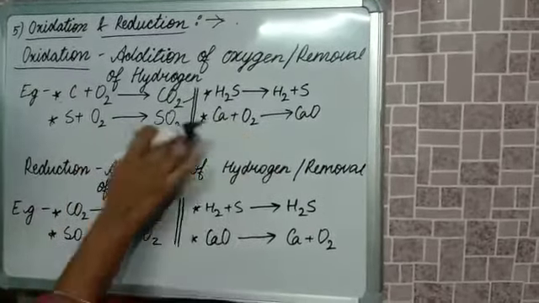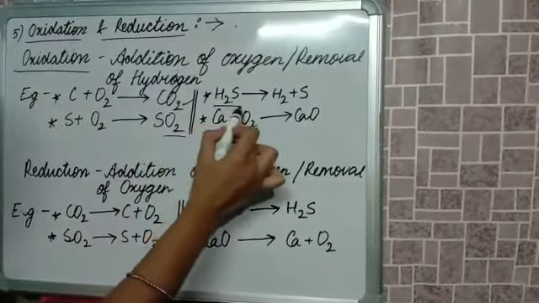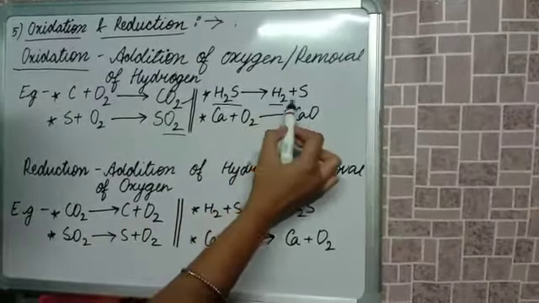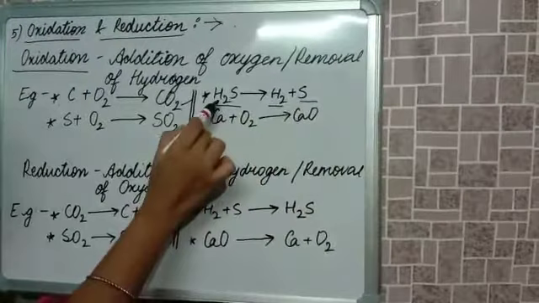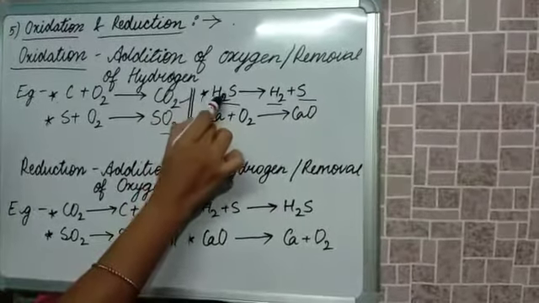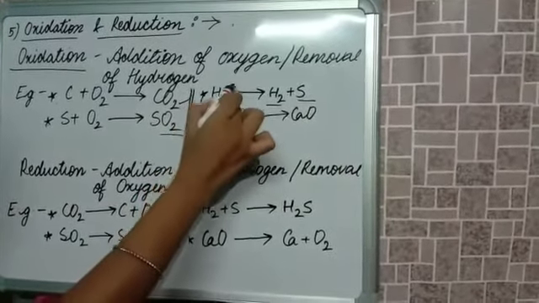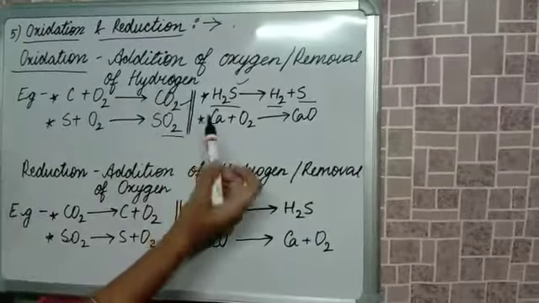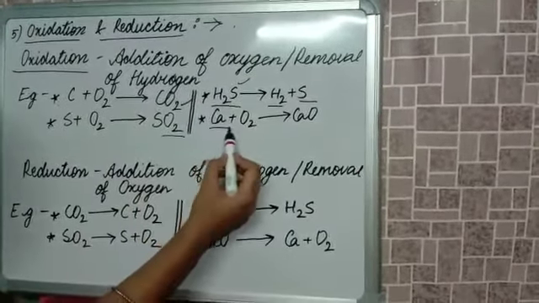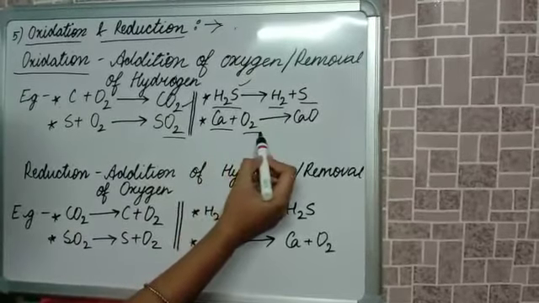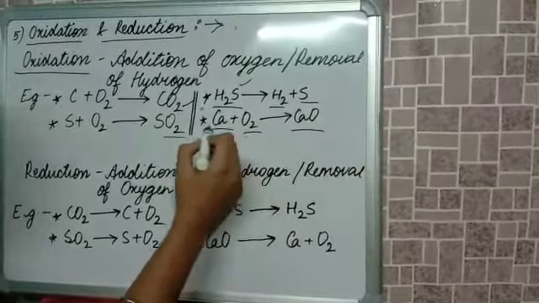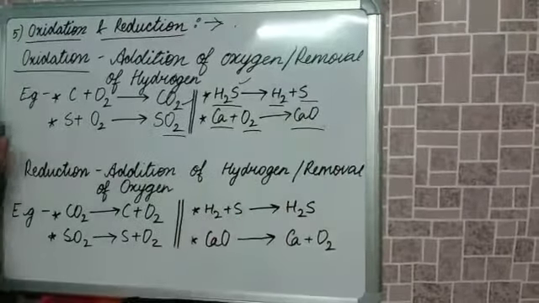Similarly, one more example we have. Here we have H2S, that is hydrogen sulfide. It breaks into H2 plus S. So as you can see here, hydrogen is removed from this compound, so here again H2S is oxidized. Similarly, we have one more example, calcium. In this, oxygen is added. It forms calcium oxide. So here we'll say that the calcium is being oxidized.